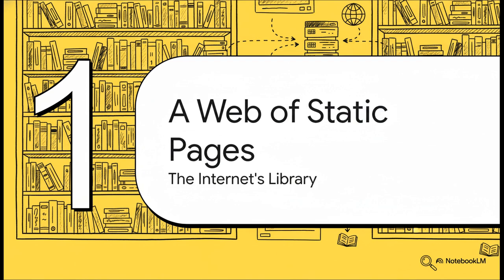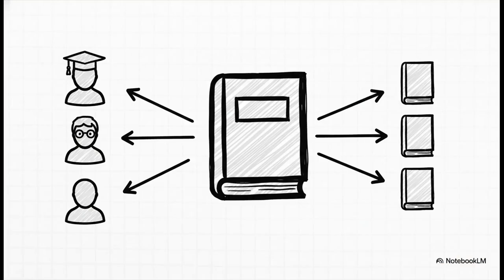Let's imagine the early internet, not as this bustling city we know today, but more like a huge, quiet public library. Back then, when you wanted to see a web page, you were basically asking for a specific book off a shelf. And it didn't matter who you were, a student, a professor, anyone, you got the exact same book with the exact same words on the exact same pages. There was zero personalization. It was totally a one-size-fits-all kind of deal.